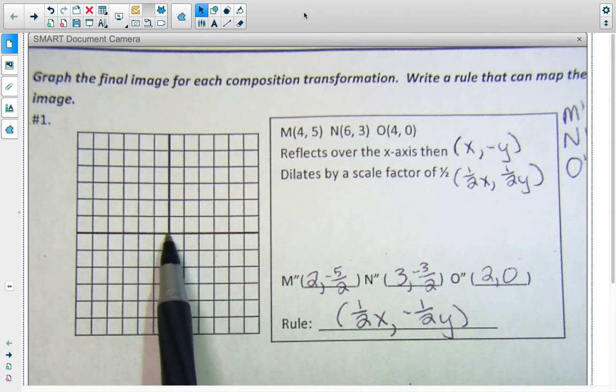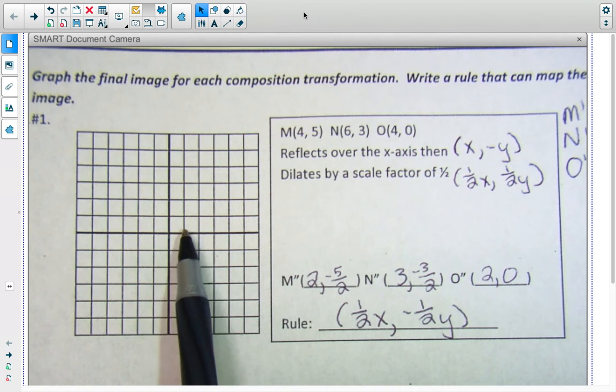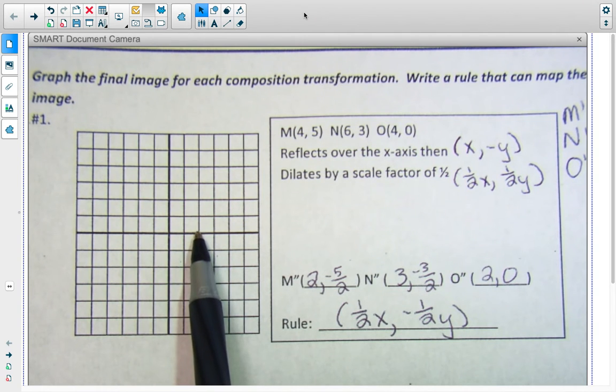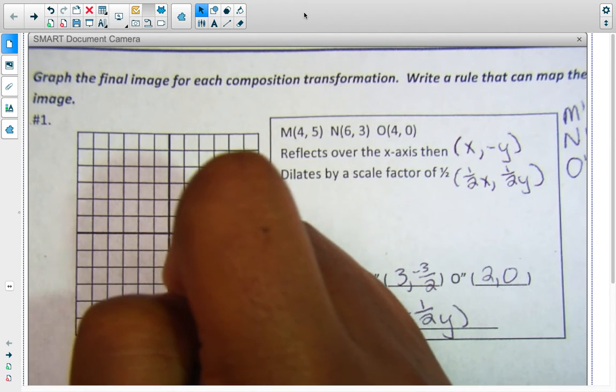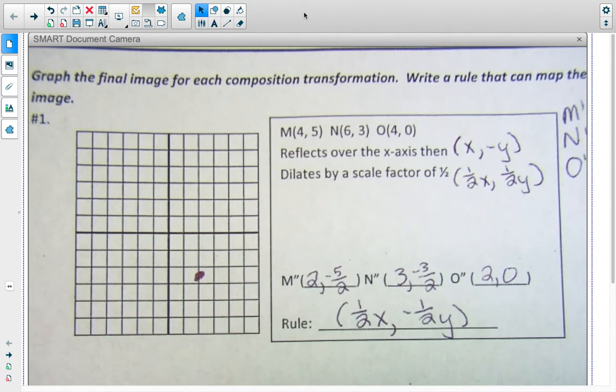So we're going to start here at the origin. We're going to go over 2, and then we're going to come down to a little bit past negative 2, in between negative 2 and 3. So we're going to have a point right there. That's going to be our first point. It's in the middle because I got a half, but that's all right.